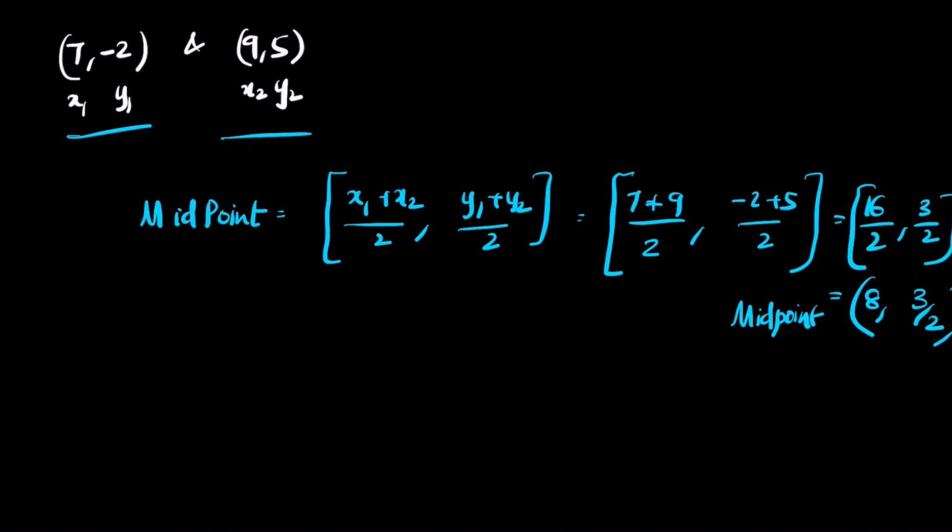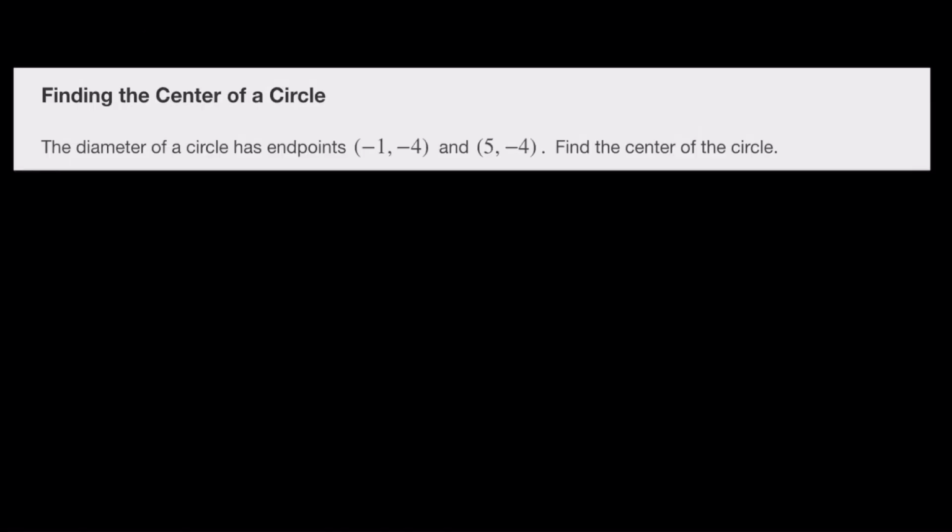Now in this problem they have given you the diameter has endpoints -1, -4 and 5, -4. So again remember x1, y1, x2, y2. They're asking you to find the center. Center, remember, is the midpoint. So try to solve this problem. Use the formula x1 plus x2 by 2 and y1 plus y2 by 2 and try to solve this problem. So pause the video right here and try to solve this problem.